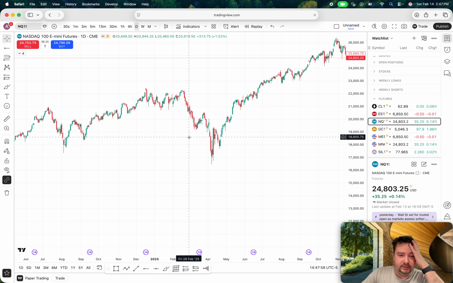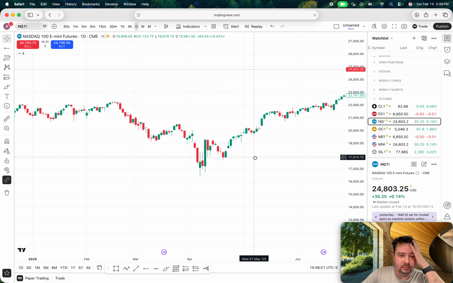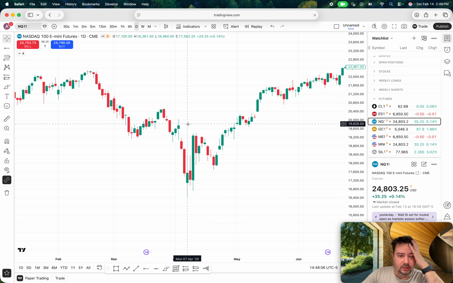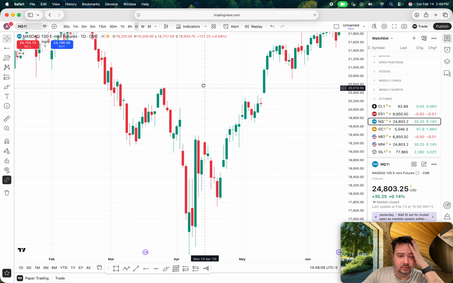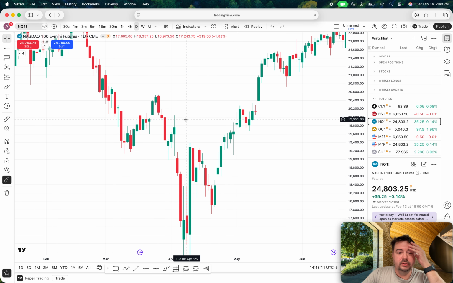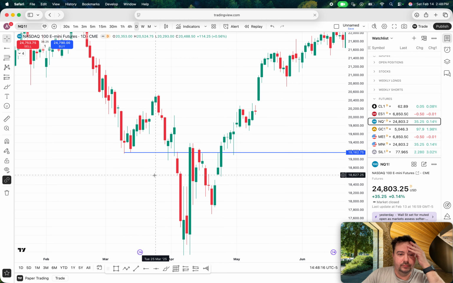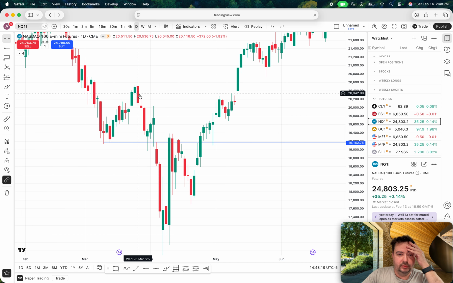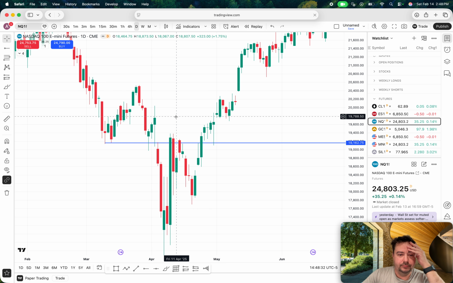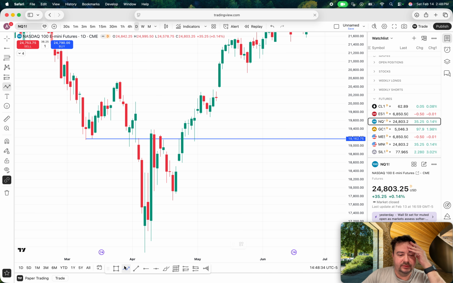So let's find another example here. So here we have, this may, I don't know. So we have a low right here. Then what happens? We have this sweep, or we could even use this sweep right here. Okay. This made a low, price action came down into it, swept this liquidity, and then came back up. Then what happened? Price moves lower.